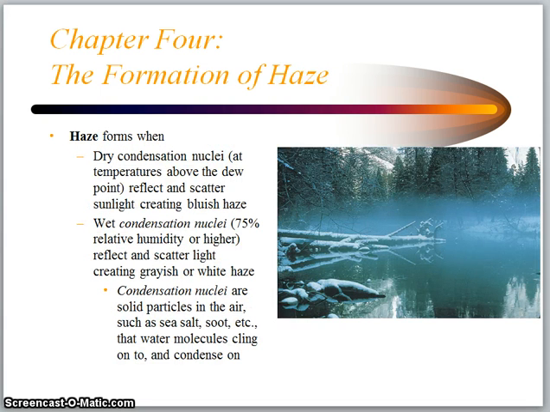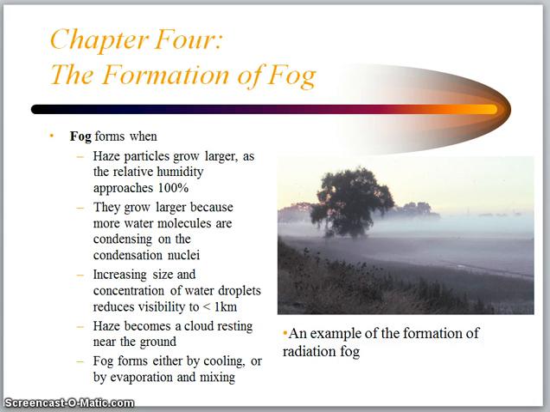Haze forms when dry condensation nuclei, those are the particles that water molecules cling to in order for clouds to form, at temperatures above the dew point reflect and scatter sunlight, and that tends to create a bluish haze. Wet condensation nuclei, when the relative humidity is 75% or higher, reflect and scatter light, and that creates that grayish or whitish haze that we sometimes see after the fog breaks up in the wintertime. Again, what are condensation nuclei? They are the solid particles in the air, dust, sea salt, soot, whatever, that water molecules cling to in order for condensation to occur and in order for clouds to form.